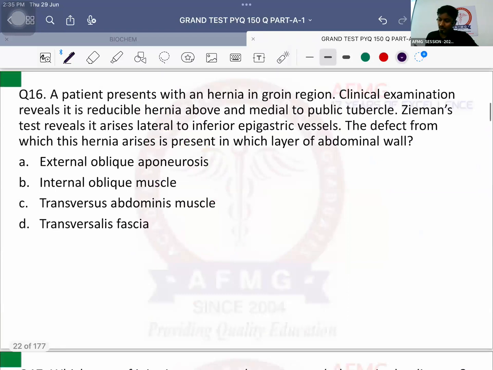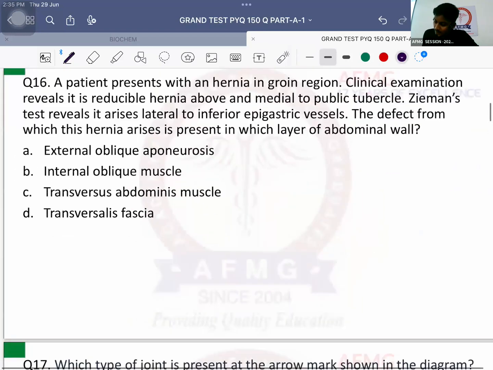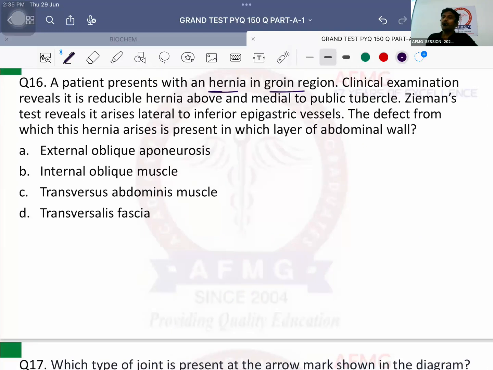Question number 16. A patient presents with hernia in the groin region. Usually in the groin region, if they are talking about hernia, either it can be an inguinal hernia or a femoral hernia. Clinical examination reveals it is a reducible hernia, so it is not an emergency, which is above and medial to the pubic tubercle. Siemens test, also known as the three-finger test, reveals it arises lateral to the inferior epigastric vessel. The defect from which this hernia arises is present in which layer of abdominal wall? Provisional diagnosis. Which hernia is this?